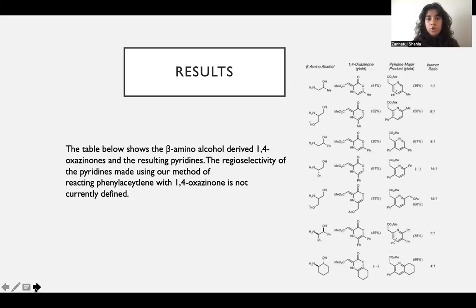The results here show a table of 7 beta-amino alcohols that we have successfully turned into 1,4-oxazenones using this pathway described, and then on top of that, the cycloaddition/cycloreversion to get to the pyridines. Again, regioselectivity of where that phenylacetylene is going to add is not defined, as different substrates have different regioselectivity.